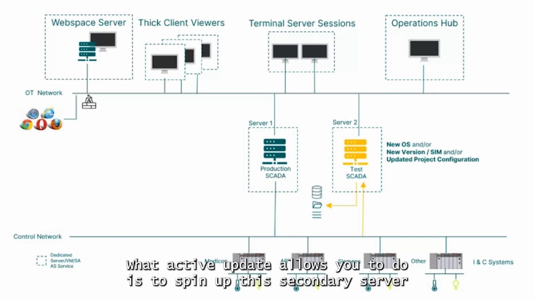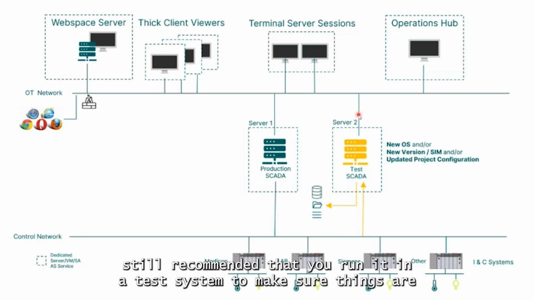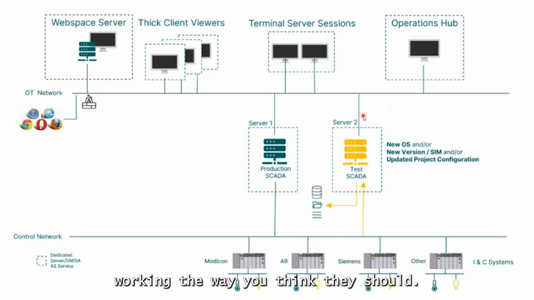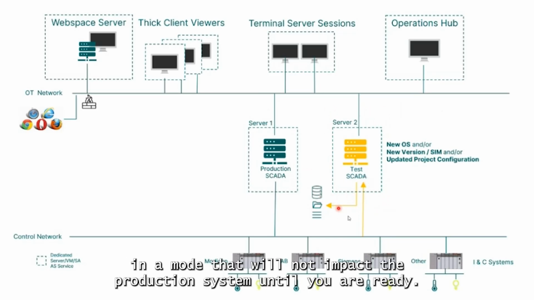What Active Update allows you to do is to spin up this secondary server running within your production system. Typically, and it is still recommended, that you run it in a test system to make sure things are working the way you think they should. But what this allows you to do is to bring that server up in your production system in a mode that will not impact the production system until you are ready.